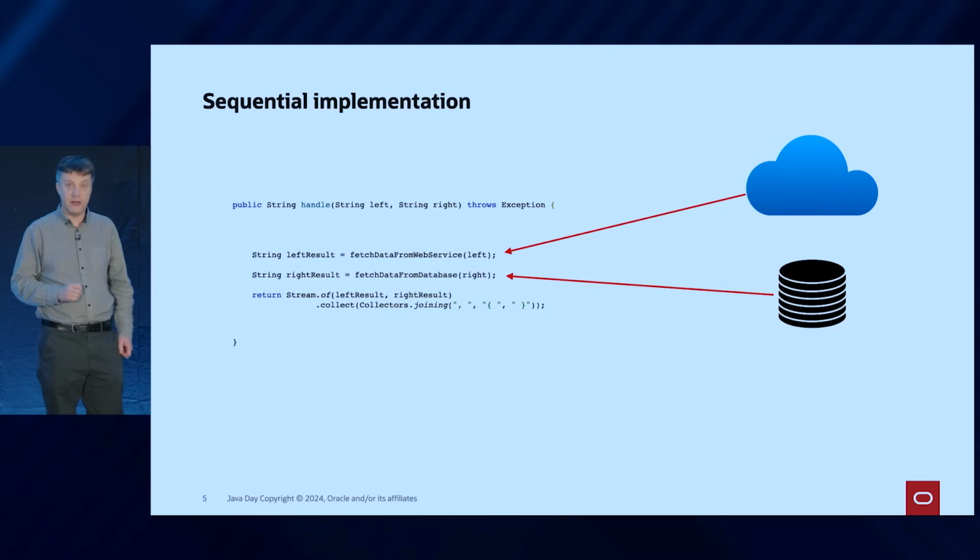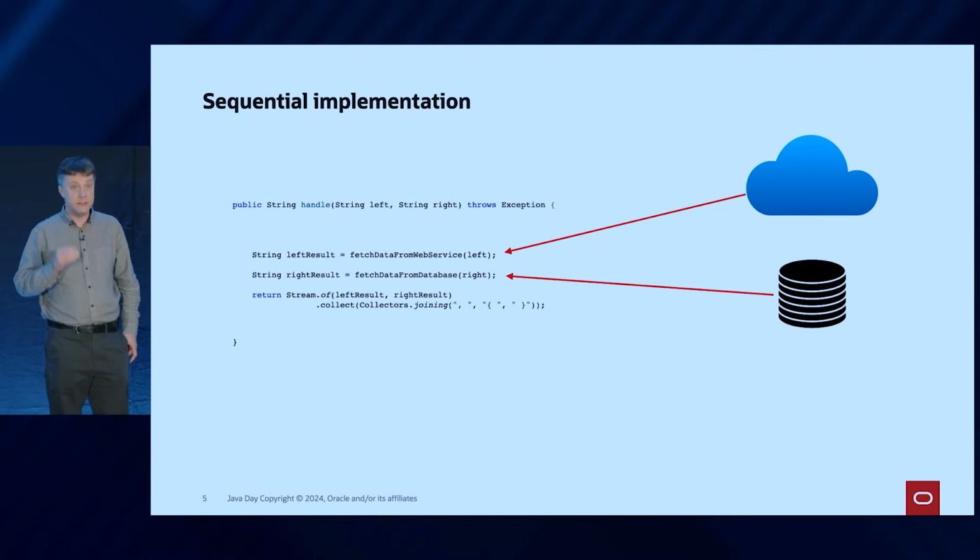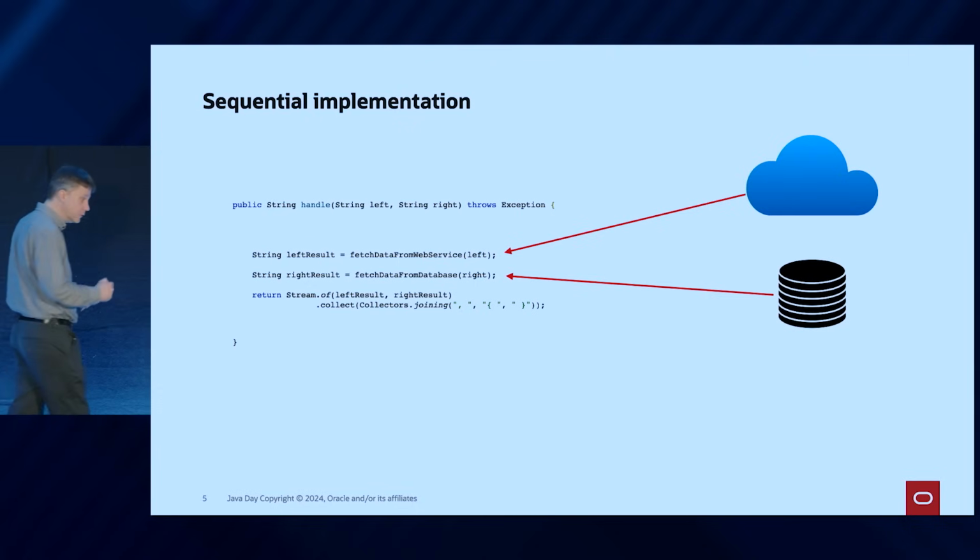The stack trace will have useful data. It's easy to see what's actually going on there, which is great. But this is sequential code. Accessing the web service over the network may take a number of milliseconds, or maybe a couple of seconds. Ditto for the database. So this is actually running sequentially. As a whole, this is actually fairly slow code.